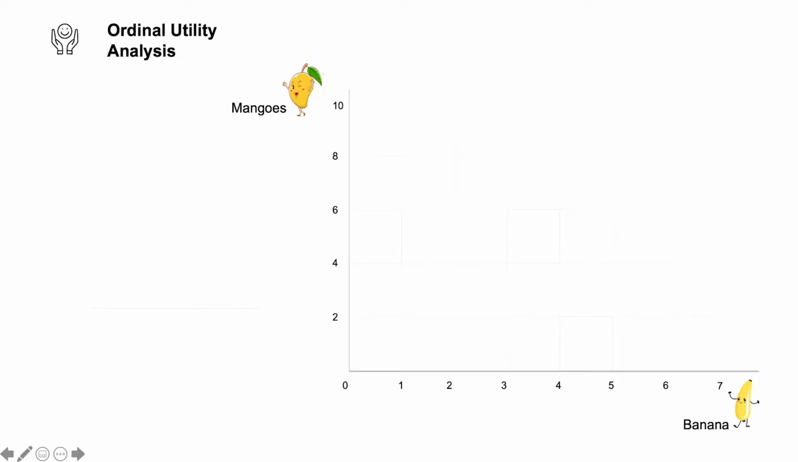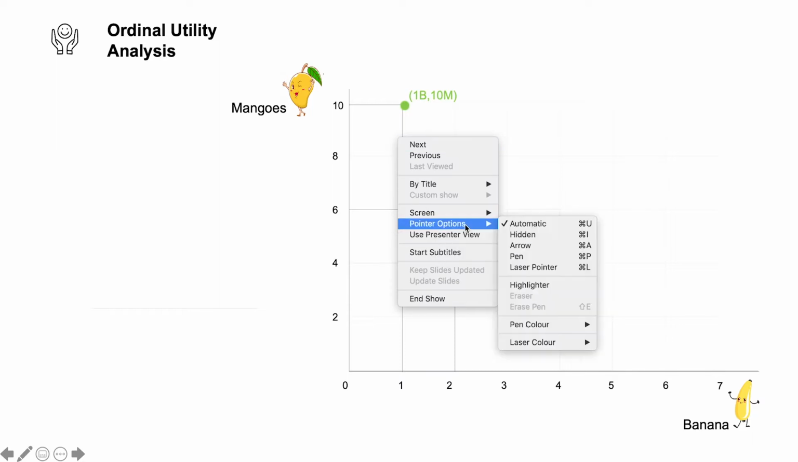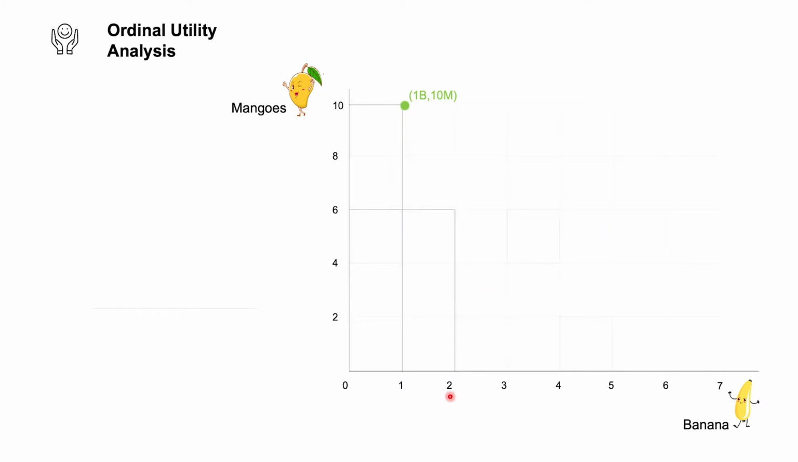First, let's understand how to plot a bundle in the graph. We have taken bananas on the x-axis and mangoes on the y-axis. Now let's plot the bundles in the graph. The first bundle is 1 banana and 10 mangoes. The second one is 2 bananas and 6 mangoes. The third one is 3 bananas and 4 mangoes. And the fourth one could be 5 bananas and 2 mangoes.